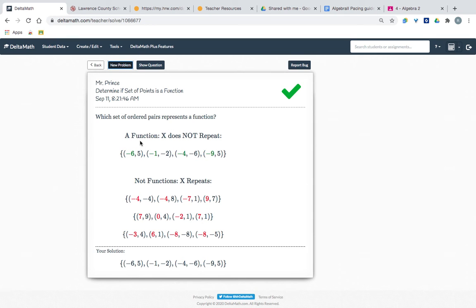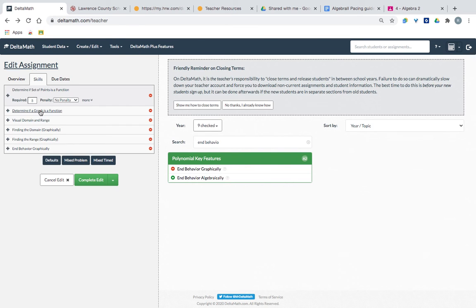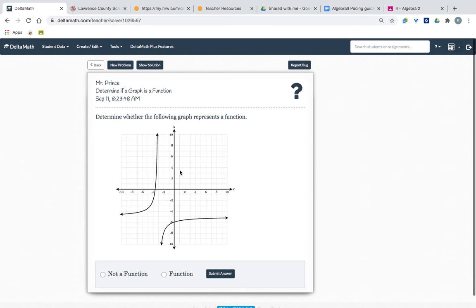See, in a function x does not repeat. All these x's are different. This right here shows you not functions because x repeats. You got x and x, the same x there, and then you have the same x here and here, and then you have the same x here and here. Pretty easy.